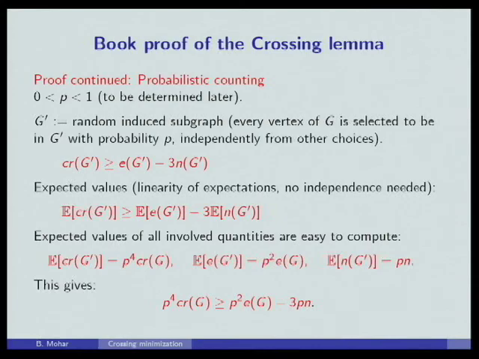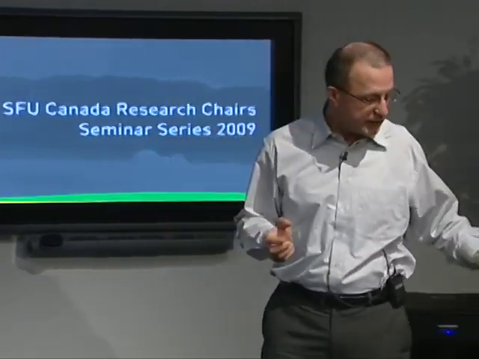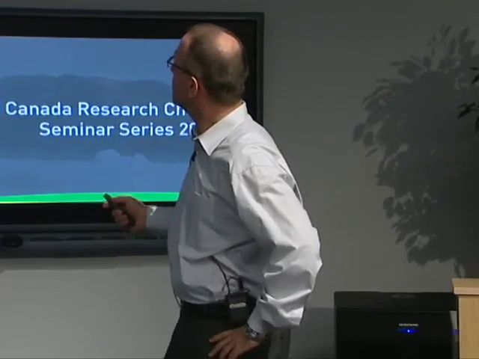So you can take expectation of this inequality, and you get that the expectation is just the average. The average crossing number that you get with your random choice is at least the average number of edges minus 3 times the average number of vertices. Now, this works. It's all basic mathematics. And the miracle is that you can easily compute these averages. So let me do one of them for you.